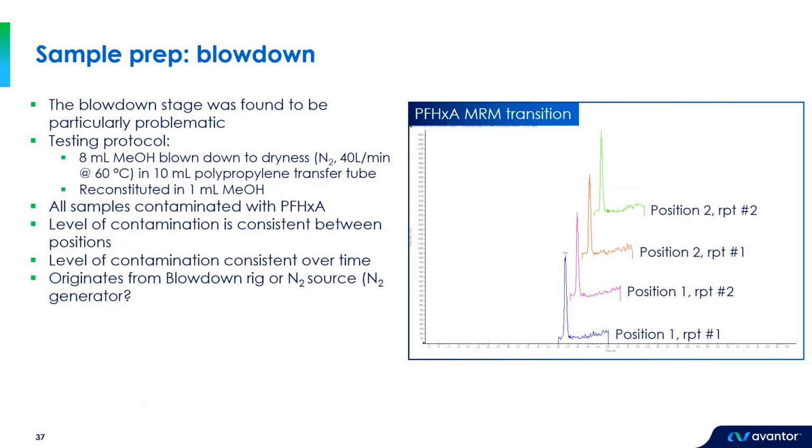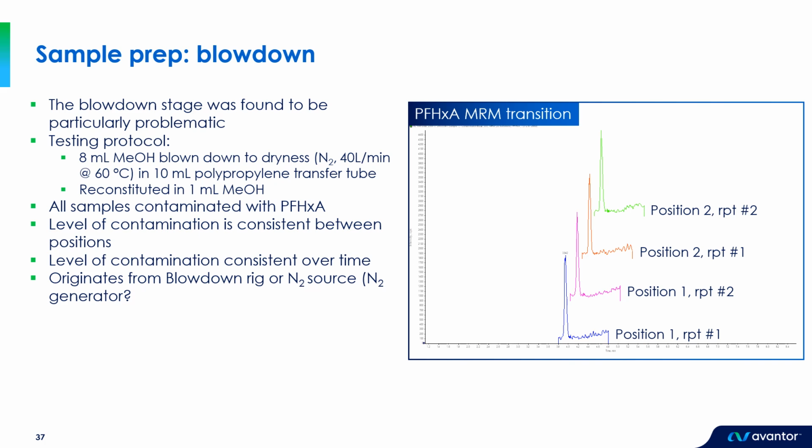Part of the sample prep protocol that I personally had the most trouble with was actually the sample blowdown step. To test our nitrogen blowdown equipment, we used a simple protocol of blowing down 8 mL of methanol to dryness with nitrogen in a 10 mL transfer tube, which was then reconstituted in 1 mL of methanol. And we found that no matter what position we were using on the nitrogen blowdown equipment, we always found our samples were contaminated with PFHxA, and that level of contamination is consistent over time.